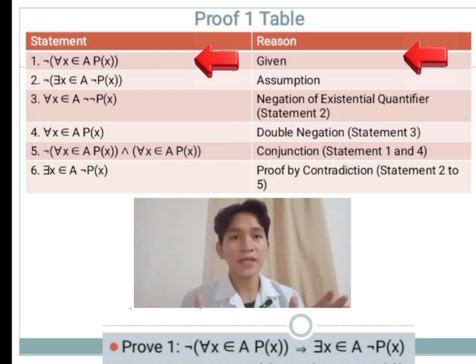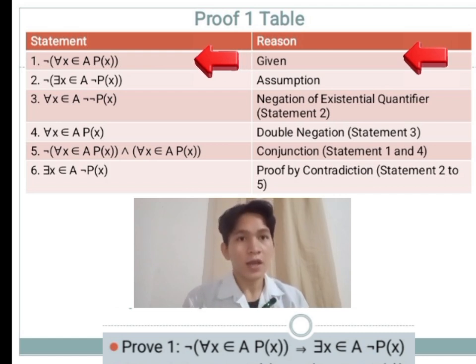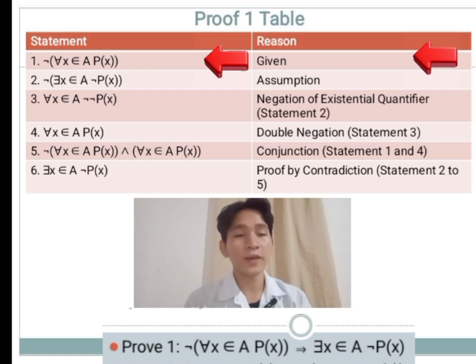Statement number one is where we state the given, which is the negation of "for all x in A, P(x)." So we begin with the information that it's not true that every element of A satisfies P(x). This means that the universal statement fails, but we do not know yet which specific element caused the failure. This sets the stage for a proof by contradiction.